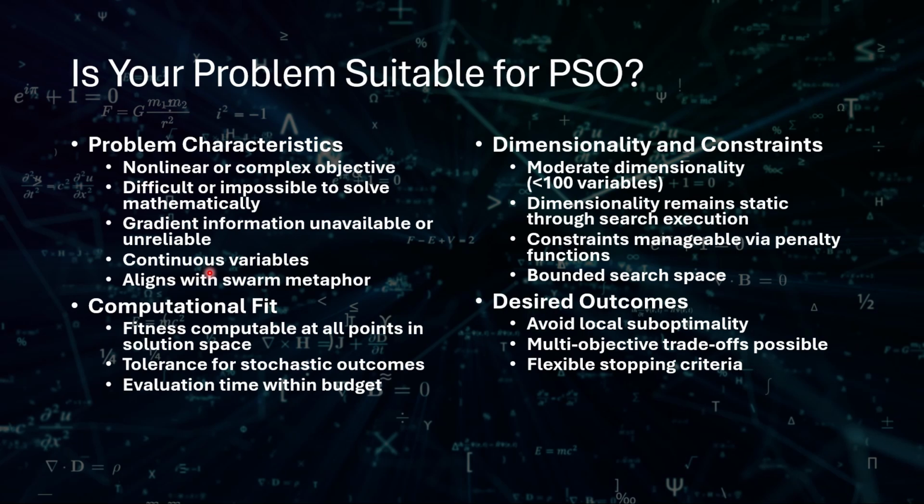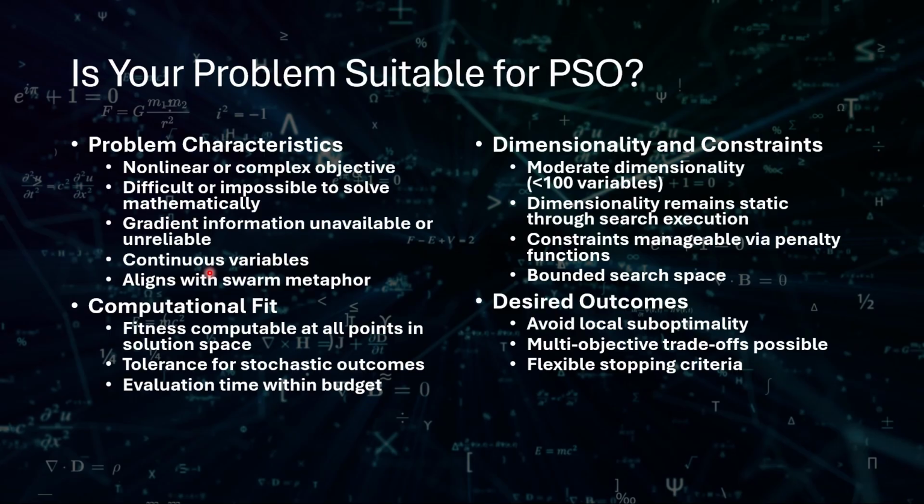Let's look at computational fit. Can we compute the fitness at all points in the solution space? Do we have tolerance for stochastic outcomes? As I mentioned, because we're using some randomness, each time we solve, the random numbers used in those computations may change. So we have to account for the fact that we do have stochastic outcomes and we won't necessarily get the same answer each time that we run it. Is the evaluation time within your budget, in terms of how long you are going to wait for an answer?